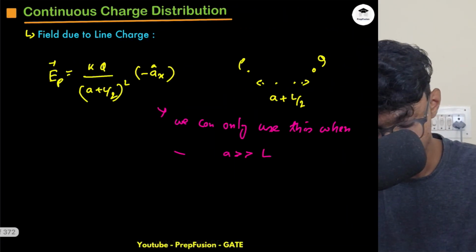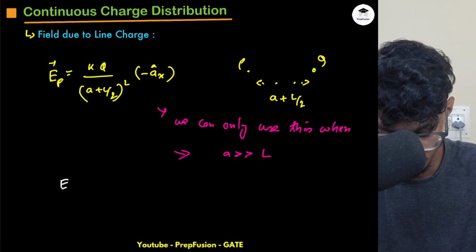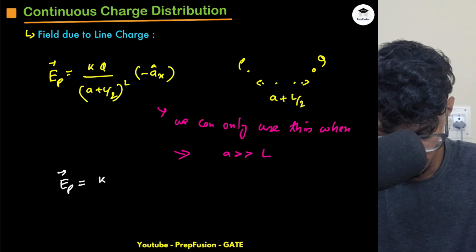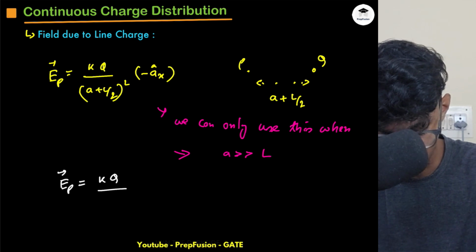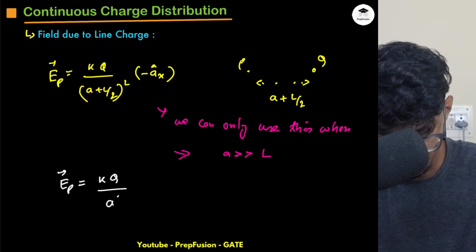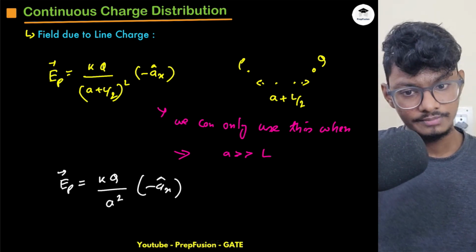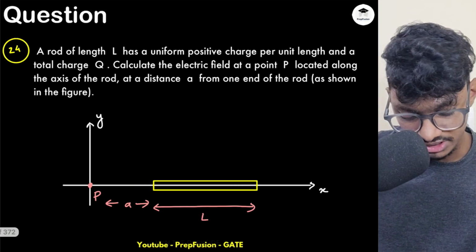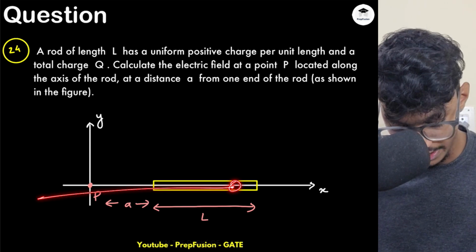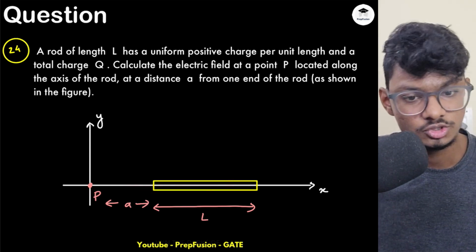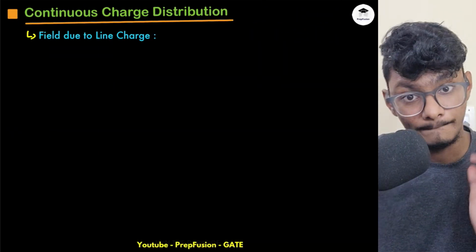If A is very large compared to L, then this expression E at P will be basically K Q by r square, because L by 2 will be very small compared to A, so I can directly write it as A square and minus x cap direction as it is. I can do this, but now I cannot do this. So actually this is not correct. Why? Because if I take a dq charge here, this dq charge will have some electric field, but the distance has changed, so I cannot simply write this as a point charge. That's why I have to use the basic generalized format.